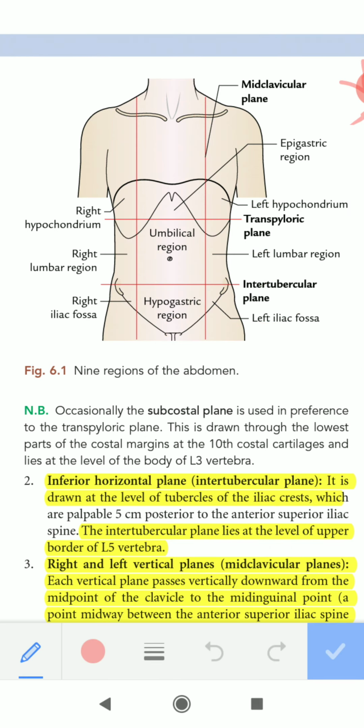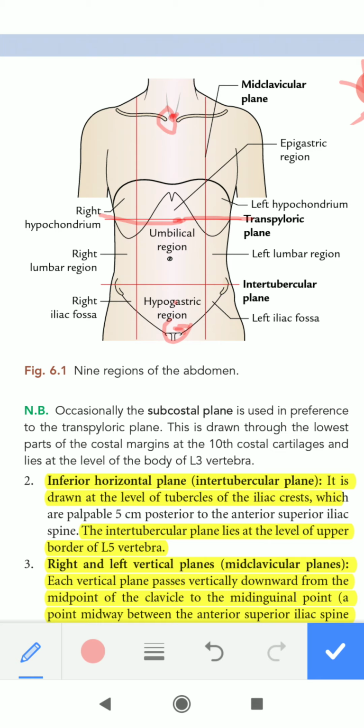Now, how to draw the transpyloric plane? You will take a point at the suprasternal notch and another point at the symphysis pubis. The midpoint between these two points, if we draw a line through it, is known as the transpyloric plane. So the transpyloric plane is midway between the suprasternal notch above and the symphysis pubis below.